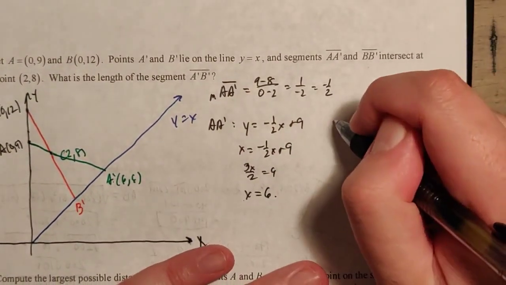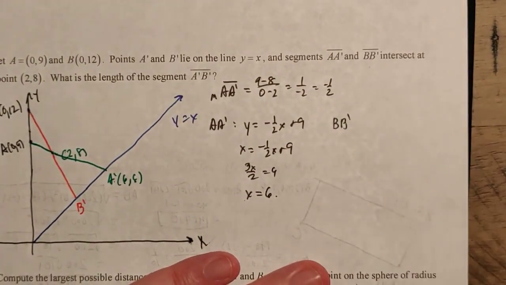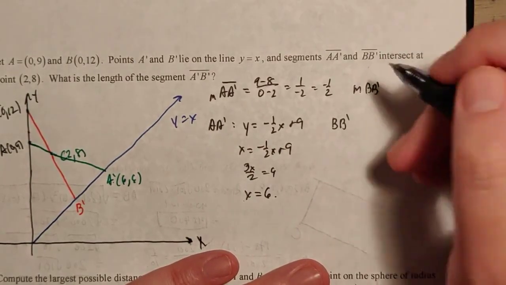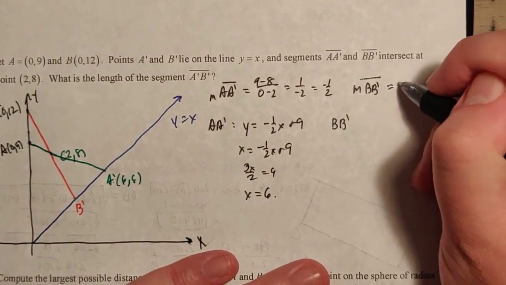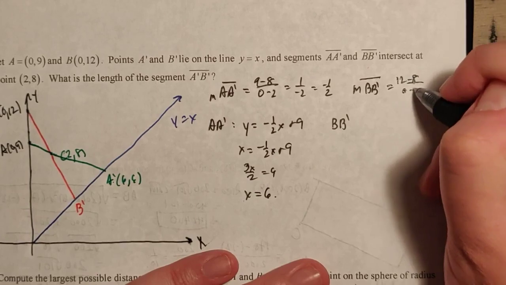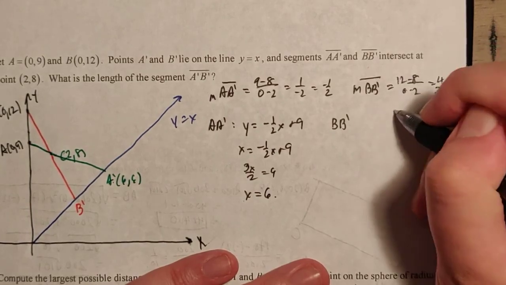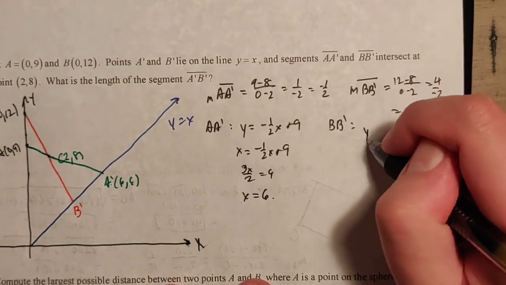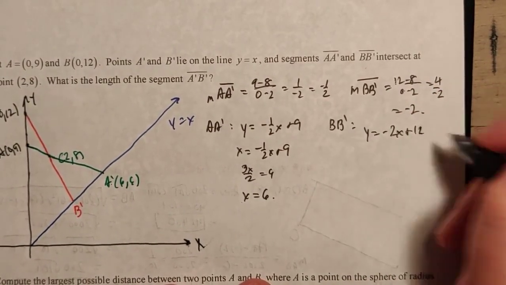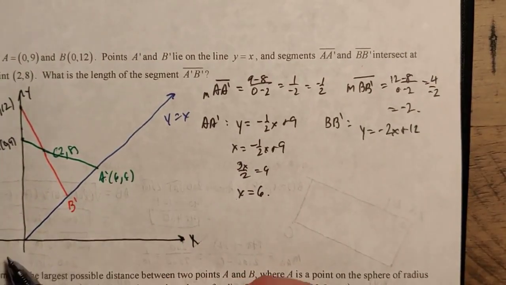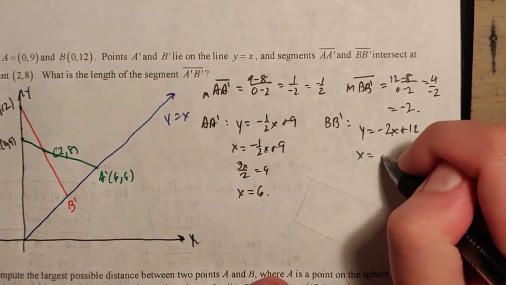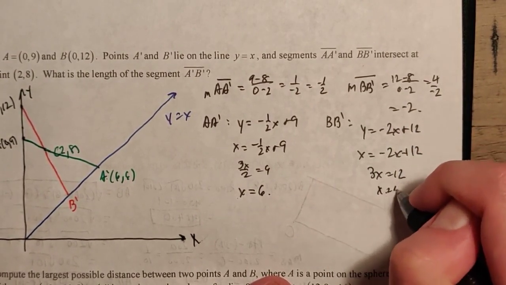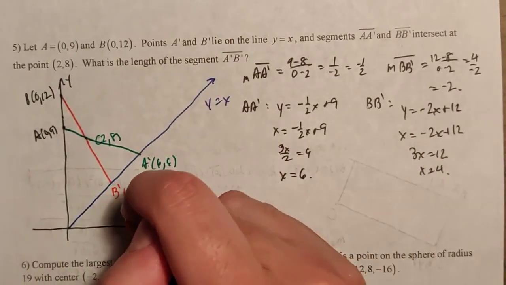And we can do much the same thing over here with BB prime. In much the same way, the slope of BB prime is going to be 12 minus 8 over 0 minus 2, which is 4 over negative 2, or negative 2. So therefore, the equation of BB prime is going to be y equals minus 2x plus 12. And again, we know that this is on the line y equals x, so we can swap each for each other. x is equal to negative 2x plus 12, and you get 3x is 12 and x is 4. So that gives you that this is the point 4, 4.